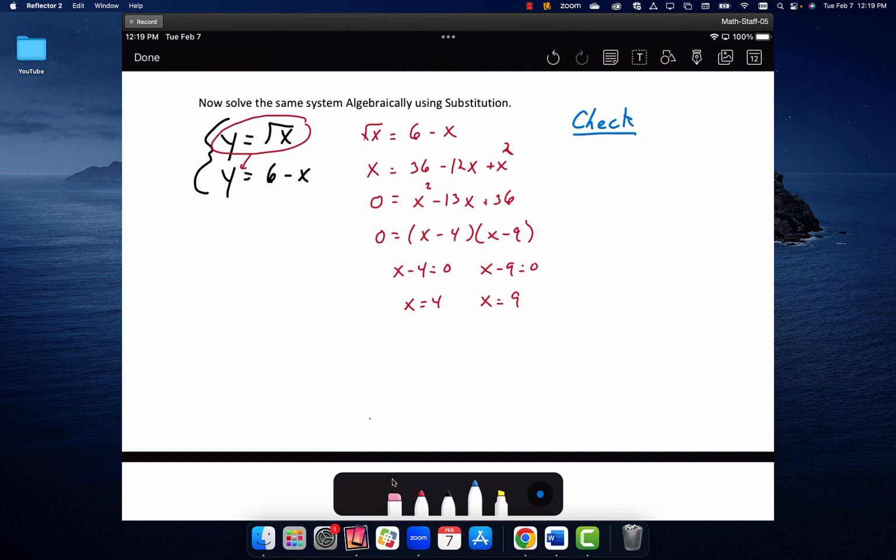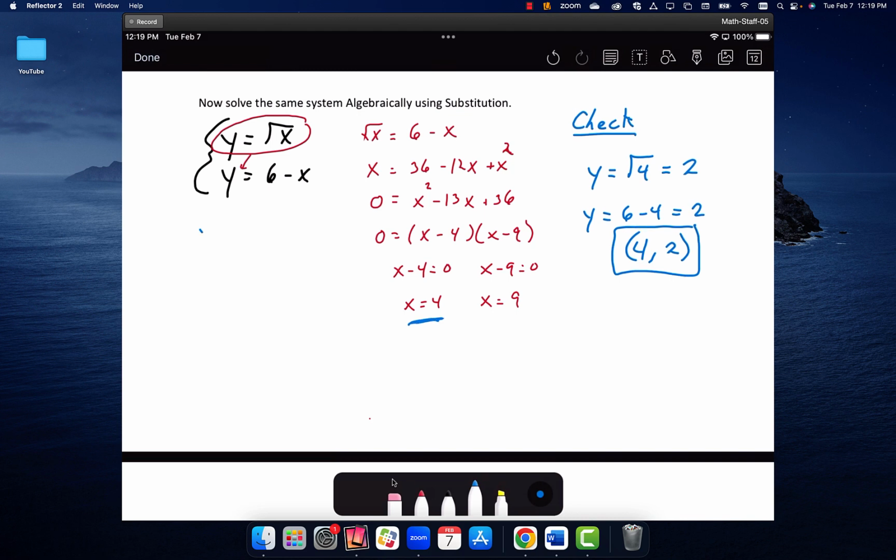Let's see if 4 is correct. When we plug in 4, y equals the square root of 4, which is 2. And now let's also plug in 4 for the second equation. We get 2 in each case. So that seems like that's a good thing. We plugged in 4, and it spit out 2. So it looks like that is good, which confirms our previous answer.